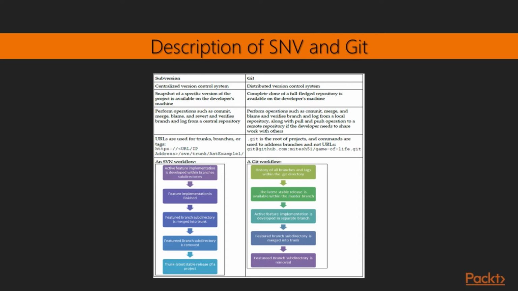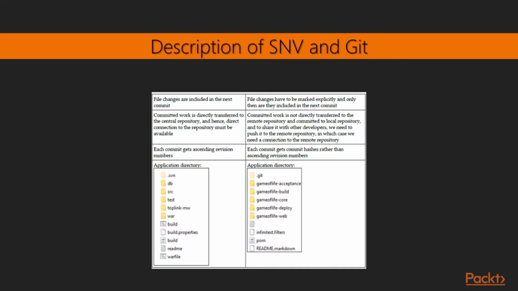Subversion: a snapshot of a specific version of the project is available on the developer's machine. Git: a complete clone of a full-fledged repository is available on the developer's machine. Subversion: performs operations such as commit, merge, blame, and revert, and verifies branch and log from a central repository. Git: performs operations such as commit, merge, and blame, and verifies branch and log from a local repository, along with pull and push operations to a remote repository if the developer needs to share work with others.